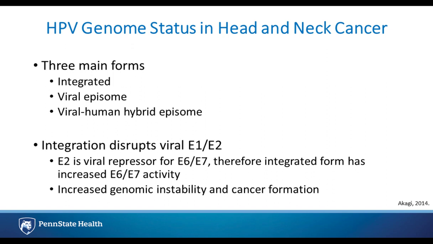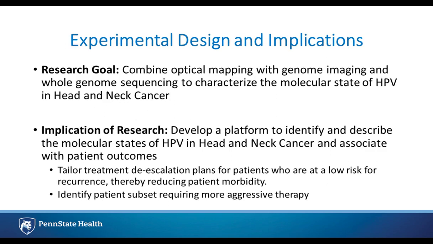And of note, E2 is a viral repressor for E6 and E7, which were those viral oncoproteins I noted before. And so therefore, it's hypothesized that the integrated form has increased E6, E7 activity, which can lead to increased genomic instability and cancer formation. So perhaps these patients do poorly when they have this integrated form. And much of what we know about HPV's role in cancer is from cervical cancer, where a very large proportion of HPV is integrated. It's thought that in head and neck, there might be a larger portion that is episomal, although still mostly integrated, but the episomal form is thought to be more involved.